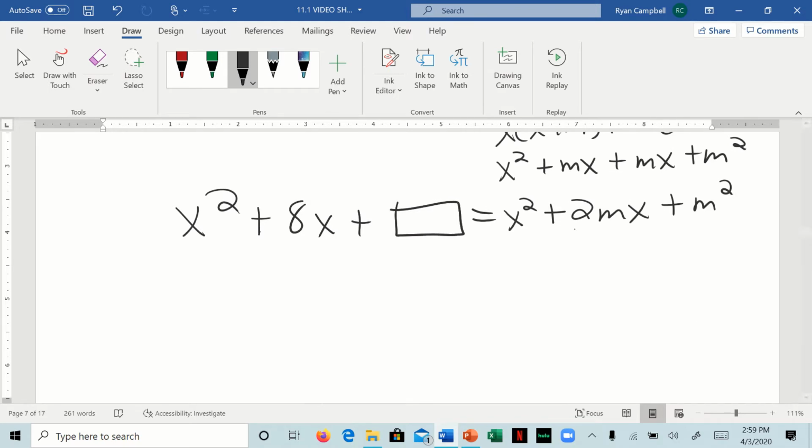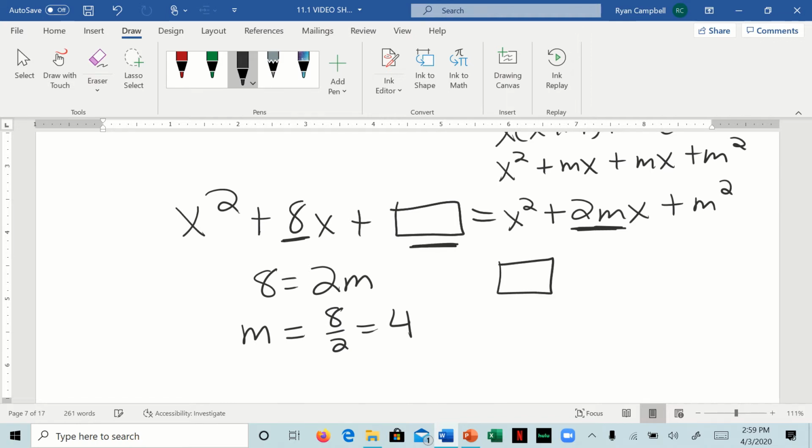Well, if you notice, in front of this x is a 2m, but in front of this x is an 8, which means that 8 has to equal 2m. So that means that m is 8 over 2, which is 4. Now we see this box right here is all by itself. This doesn't have an x. The one that doesn't have an x over here is m. And since we said m was 4, that box has to be 4 squared, which is 16. So the number to add to make this square is 16.